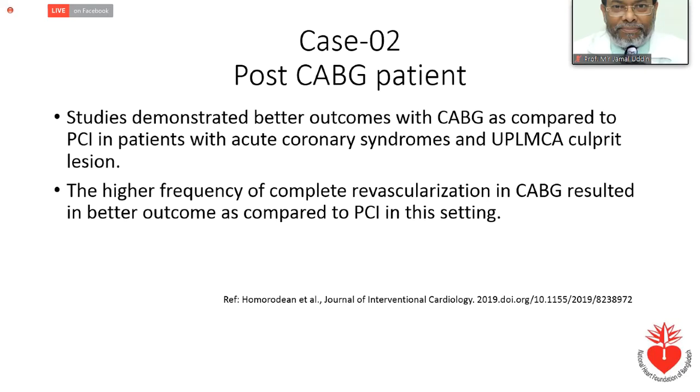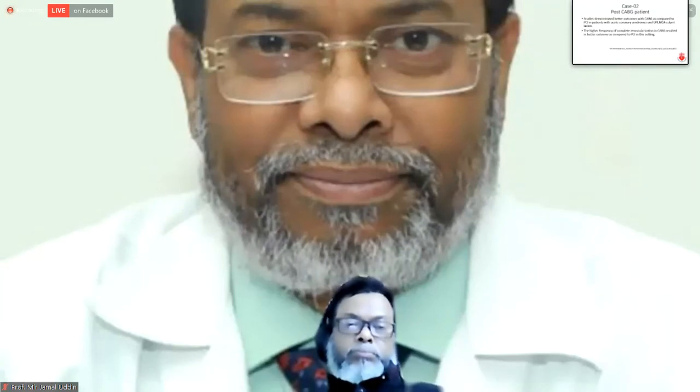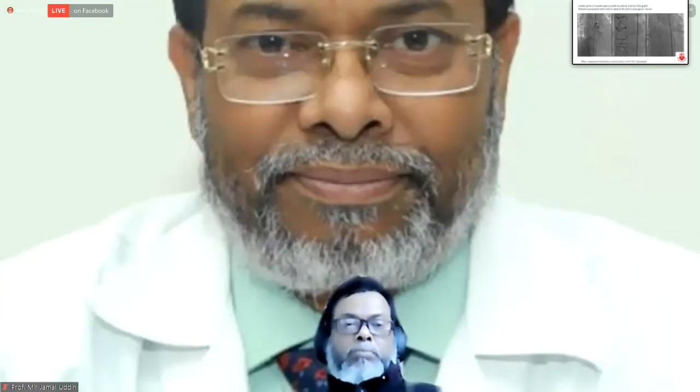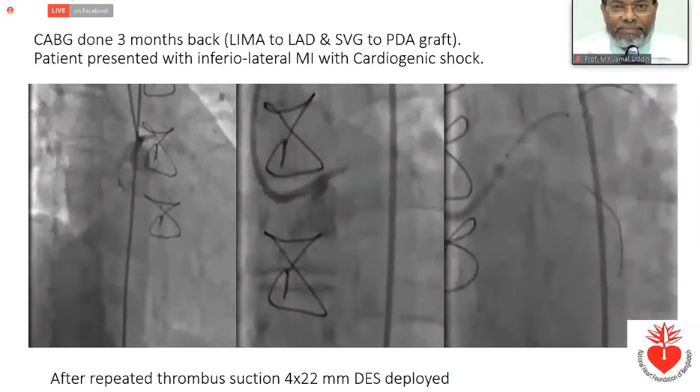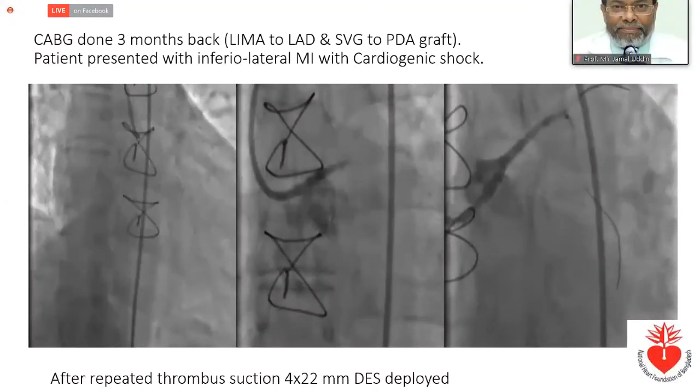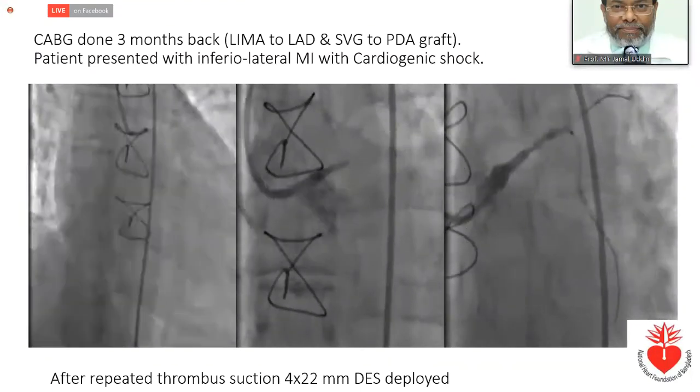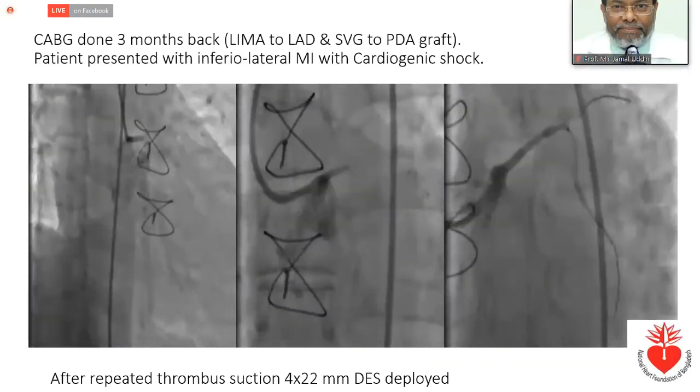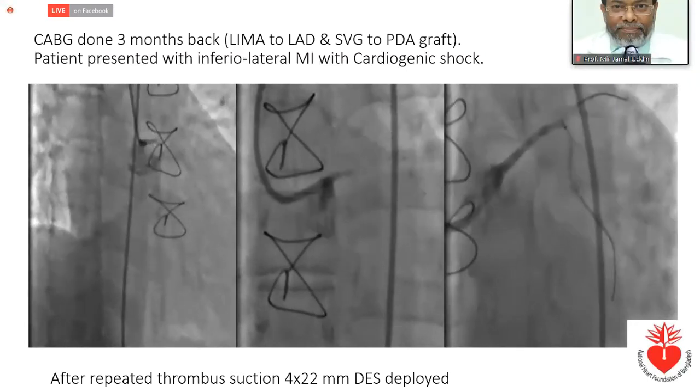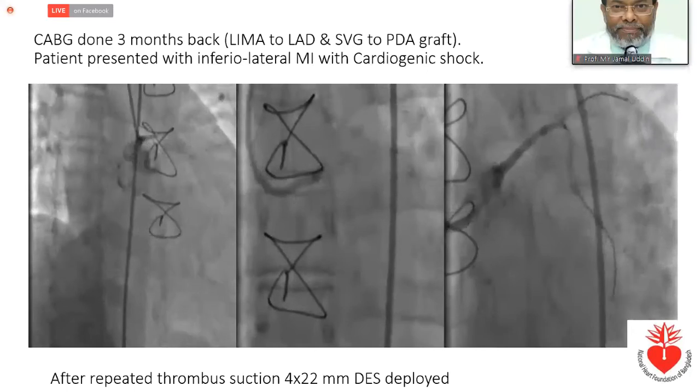But realistically speaking, many times it will not be possible to arrange CABG so rapidly when a patient is in an arrested state. Logistically, it might be very, very difficult to do. And what about a patient who has already undergone CABG and comes to us with ST segment elevation MI, and we find that he has significant left main disease as well? That was the case of this patient who came to us. His CABG had been done 3 months ago, and he presented with inferior lateral myocardial infarction and was in cardiogenic shock.